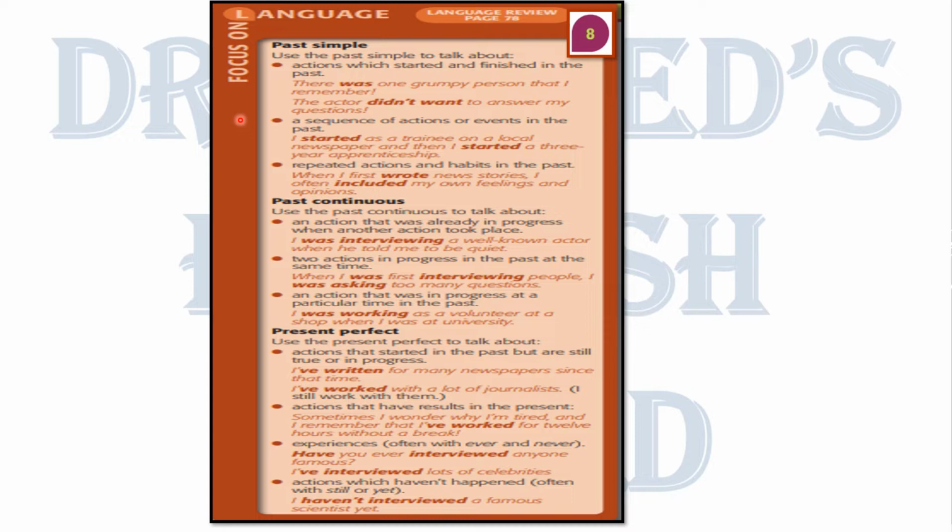It actually introduces 3 different tenses: the past simple, the past continuous, and the present perfect. Okay, we're going to deal with the tenses one by one in the book, but we're going to introduce each one in detail.